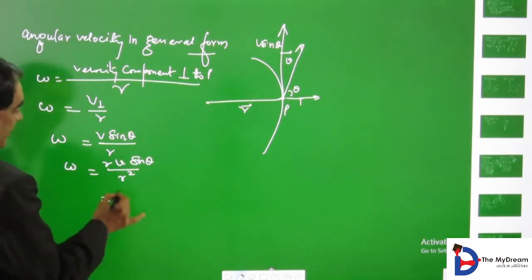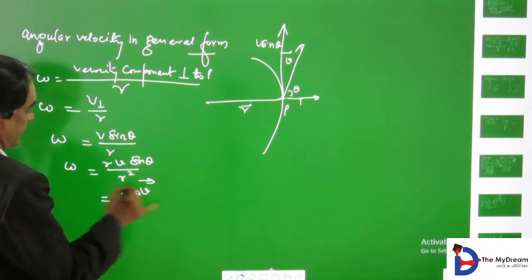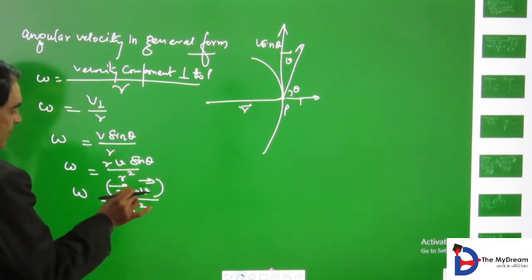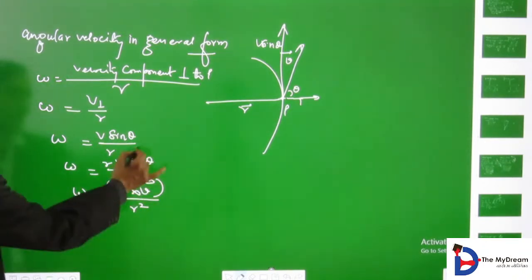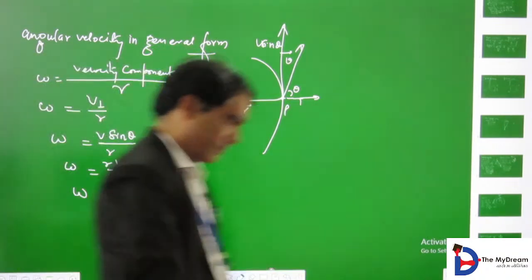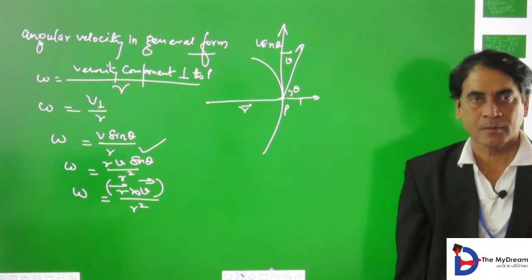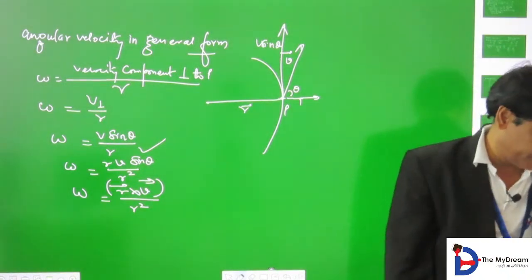so it can be written down R cross V divided by R square. As you replace the cross product, then there is a need of a sign. Yes, please note it down. Discuss.